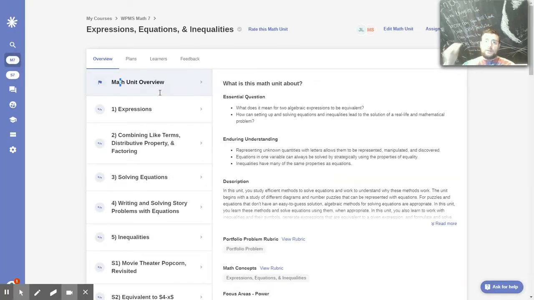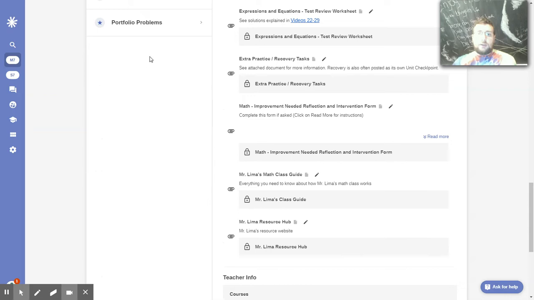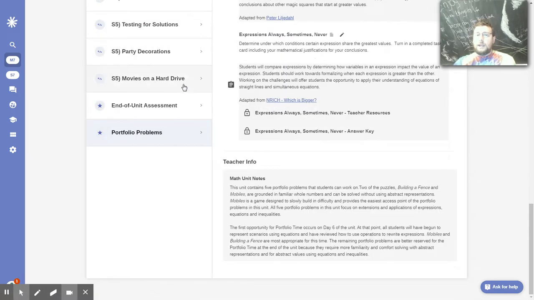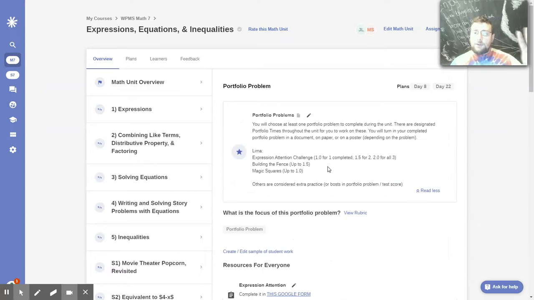on Summit and click on the unit, you will land here on the math unit overview page, which has awesome resources, by the way. But if you scroll all the way down, you can find the link to portfolio problems. And if then you go up, you can find the instructions, which say to do one of the 3 following problems: expressions and attention challenge, or building defense, which are like Google Forms with problems that have to do with expressions and equations, or magic squares, which is like a virtual game. You have to complete 6 required puzzles and then invent one of your own and take snapshots of it all to prove that you did it.